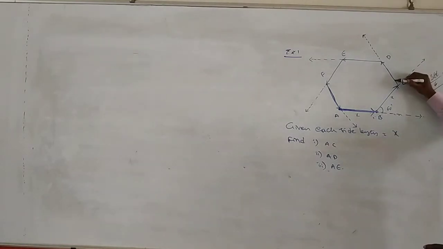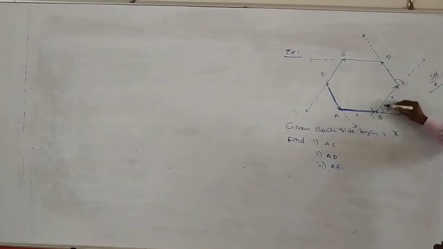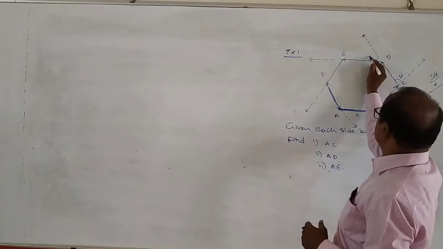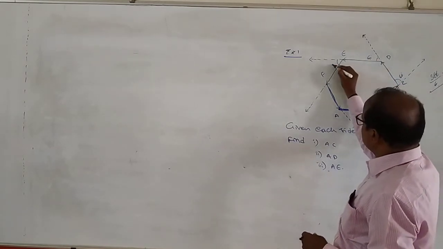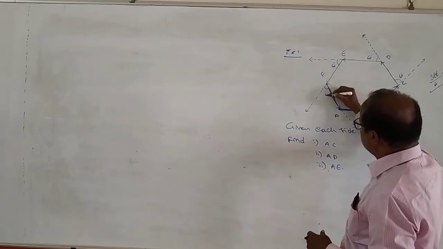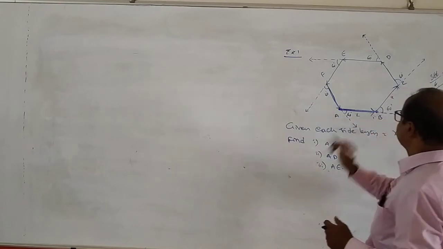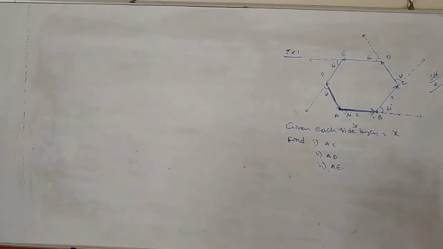And here also the angle between BC bar and CD bar is equal to 60 degrees. DE bar and CD bar is also equal to 60 degrees. This is also equal to 60 degrees. Okay? Right. Now we are going to find the value of AC.